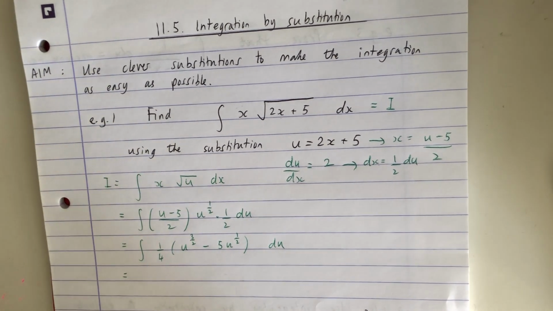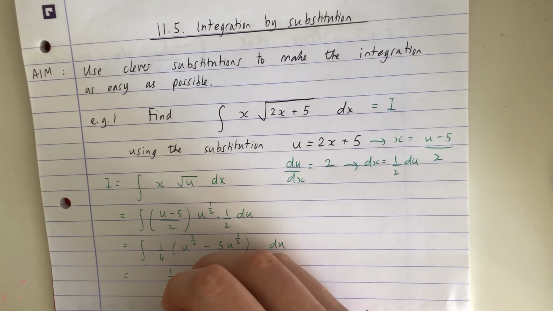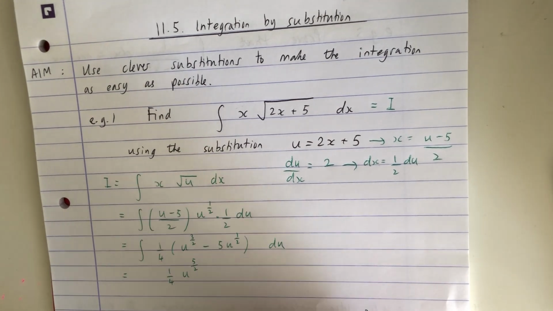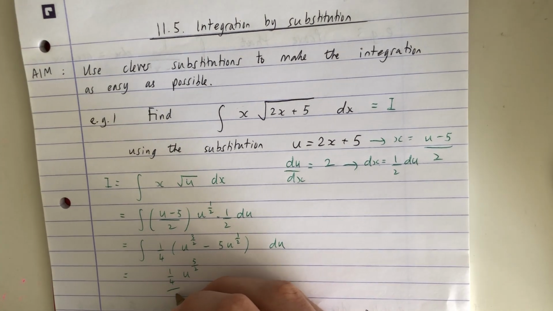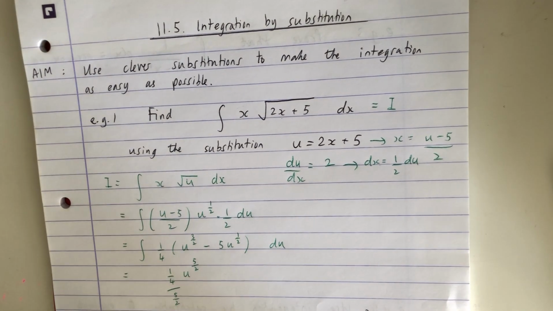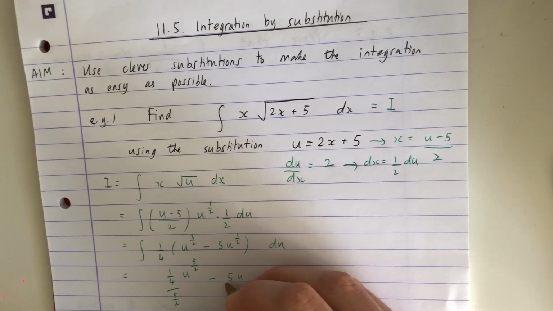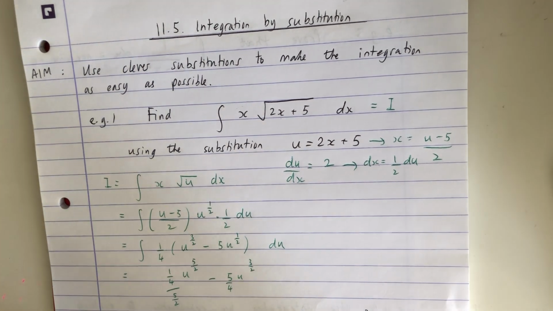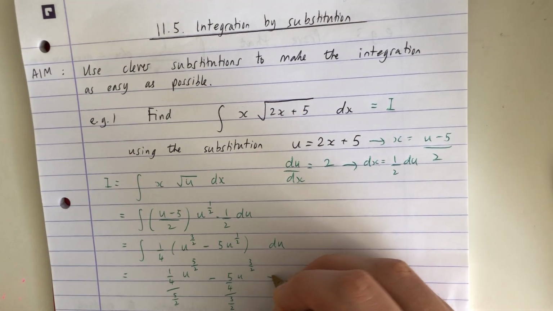So this is equal to a quarter, add 1 to the power, 5 over 2, divide by the new power, next one, add 1 to the power, it's 5 over 4 by the way, 3 over 2, divide by the new power, remember the plus c.